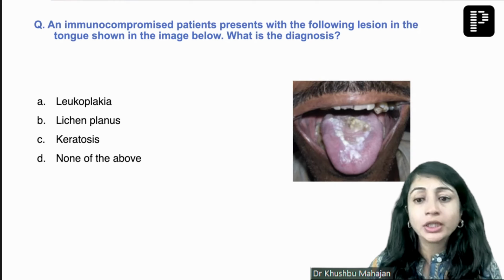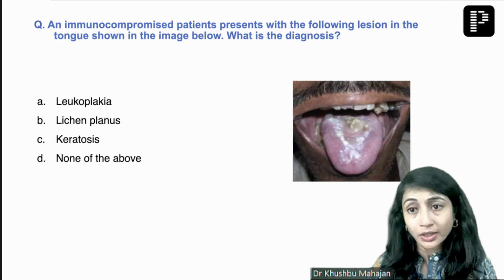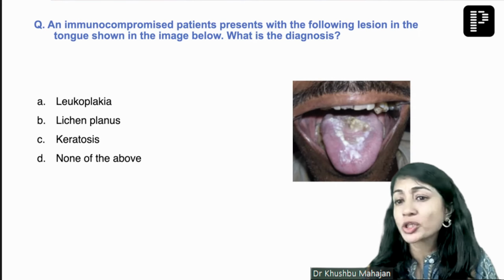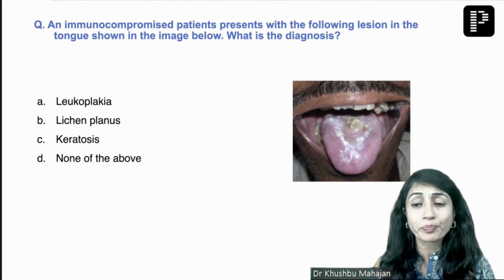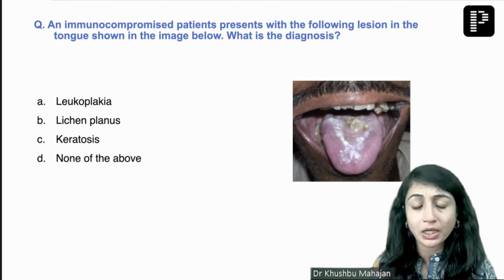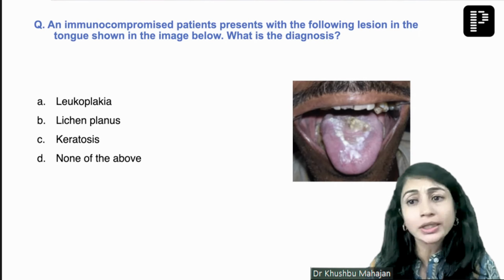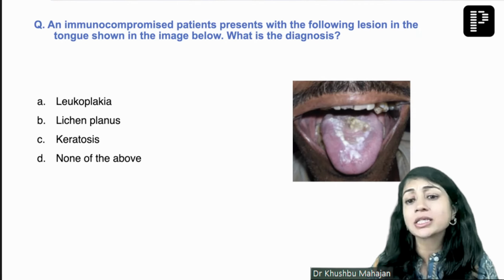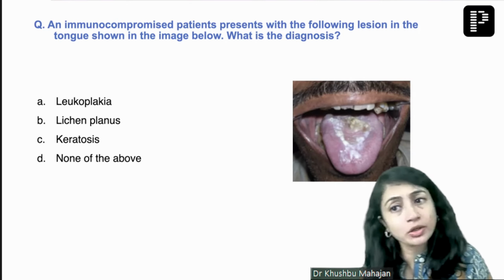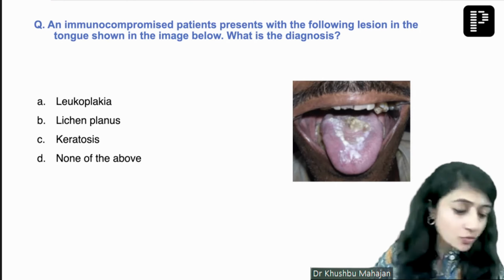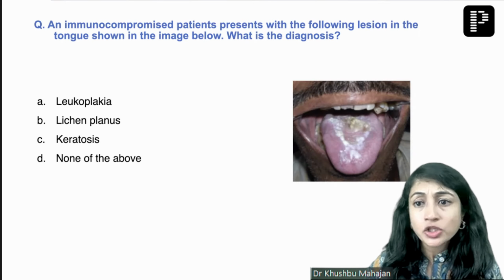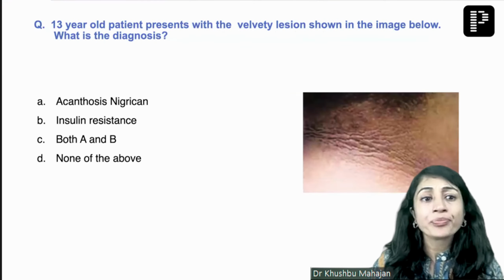Now, if oral thrush was also given in the options, then it might get confusing, but I don't think that was the option here. Based on the options, this is not lichen planus. Lichen planus would have presented with more purplish, atrophic-looking plaques, not white raised plaques. Or oral keratosis, which would also present with slightly raised lesions, not adherent whitish plaques on the tongue. So if this was the question, and approximately this was the image, the answer here would be leukoplakia. Right? So we move on to the next question.